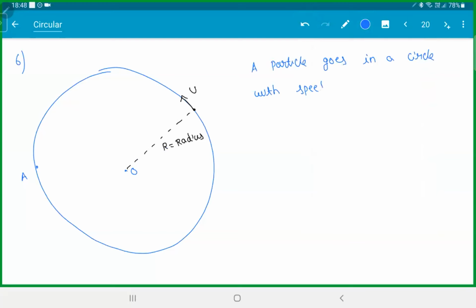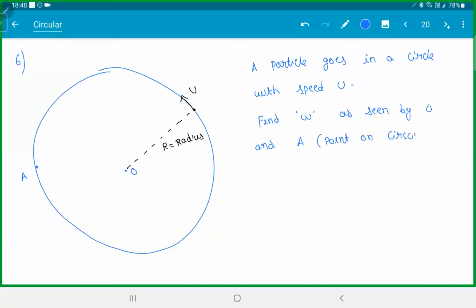A particle goes in a circle with speed u. Find omega as seen by O, the center, and A. A is a point on the circumference.